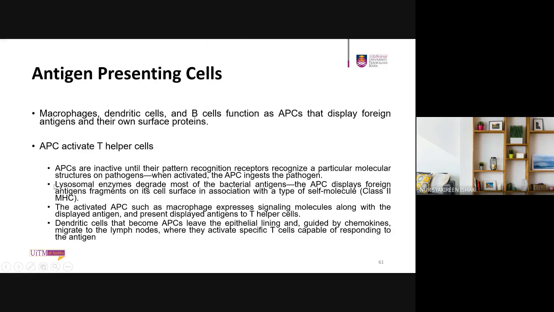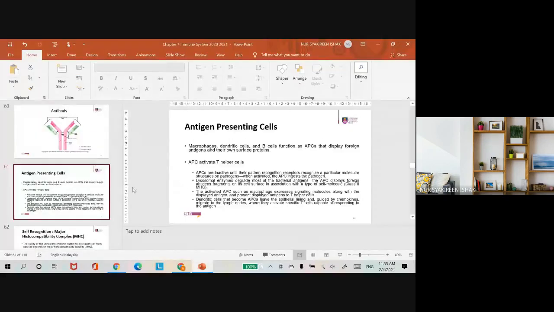Okay, dah rasa dah banyak dah kita cover hari ni. Okay. So far ada soalan?